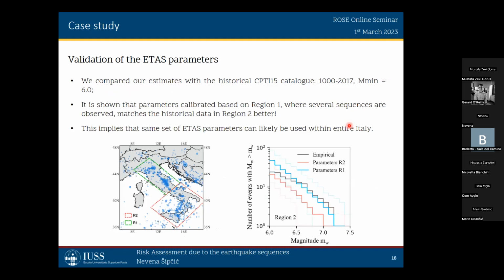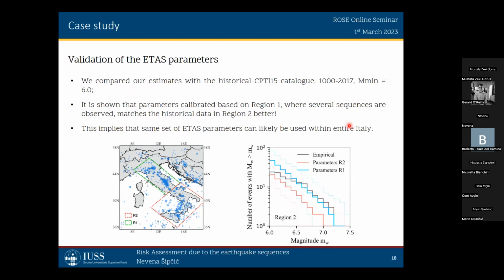We then wanted to compare our estimate with the historical CPT-15 catalog, which starts from 1000 and goes until 2017 with a minimum magnitude of 6. So we are now looking only at the large magnitude events. And we actually showed that the parameters calibrated based on region 1, where we historically observed many sequences, match the historical data in region 2 better.